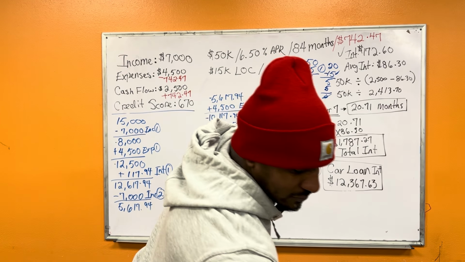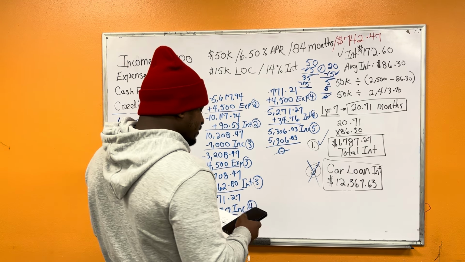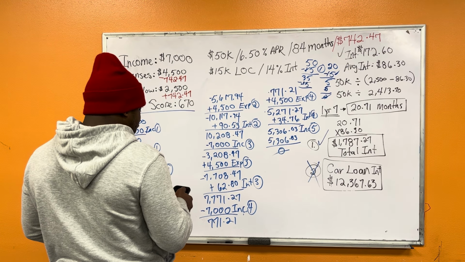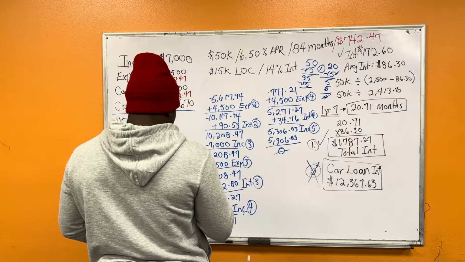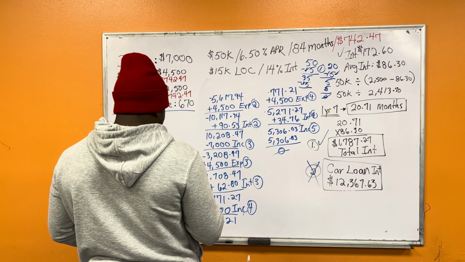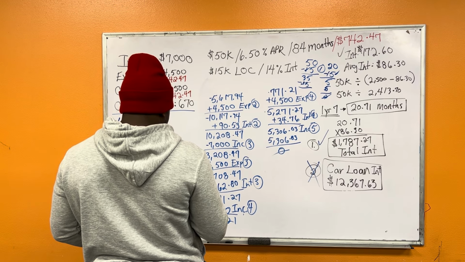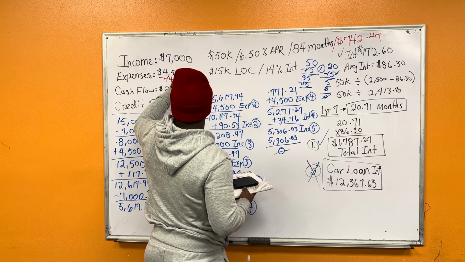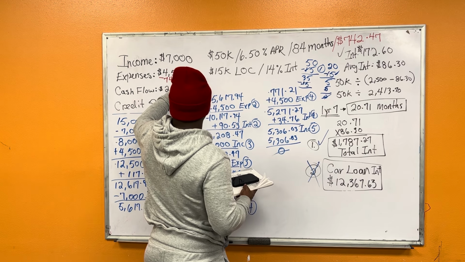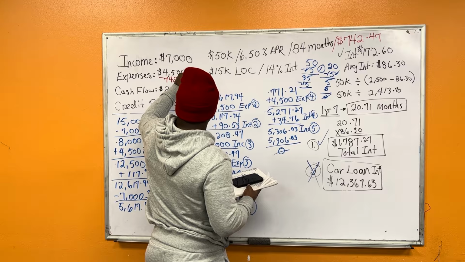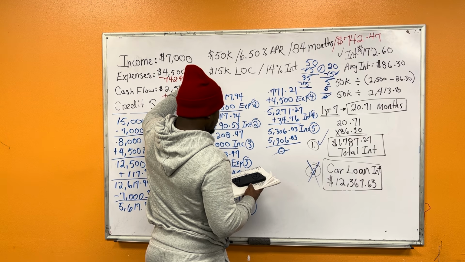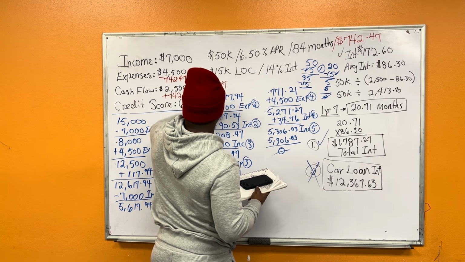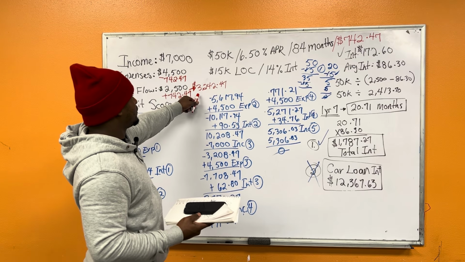So let's do a little bit of math right now. When you add it to your cash flow, this is how much your cash flow is going up: 742.47. Now your new cash flow is 3,242.47. That's your new cash flow.